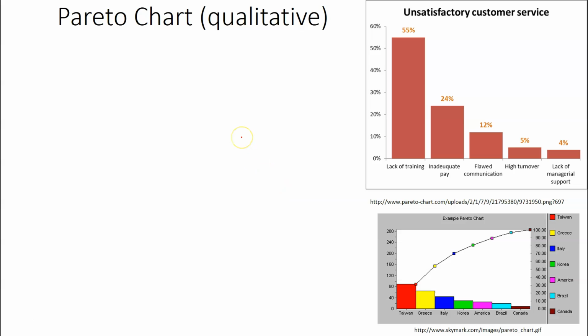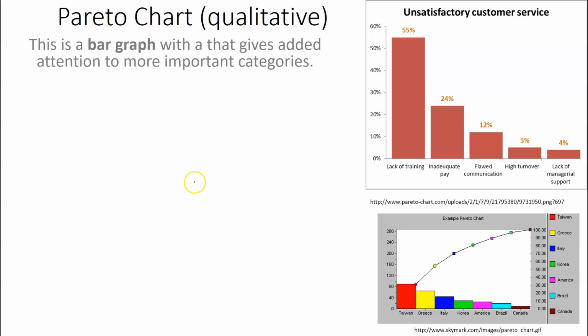Then we have what's called a Pareto chart. Pareto charts are used for qualitative data. So again, we're talking about labels here. Labels for different countries, or labels for different, in this case, things going on with work where you have unsatisfactory customer service. What are the things that they're not satisfied with? This is a bar chart, even though I have seen them, I got this one here, it's kind of a combination of the two, sort of. It's reversed. But they are typically a bar chart.